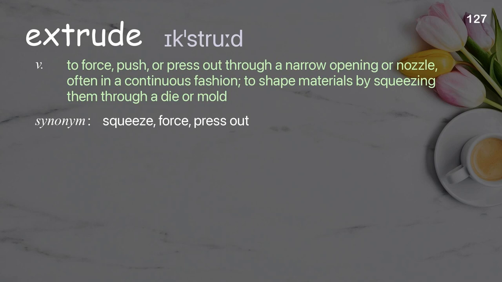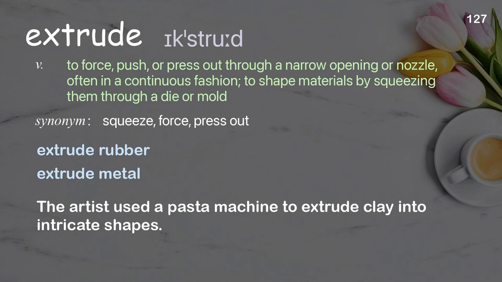Extrude. To force, push, or press out through a narrow opening or nozzle, often in a continuous fashion, to shape materials by squeezing them through a die or mold. Examples: extrude rubber. Extrude metal. The artist used a pasta machine to extrude clay into intricate shapes.